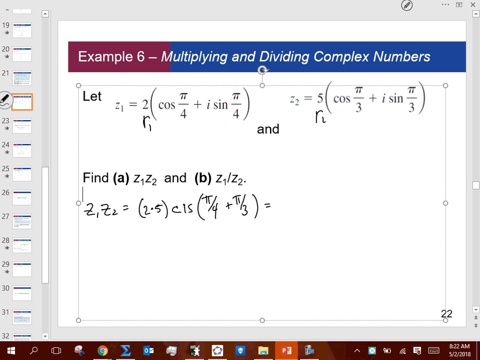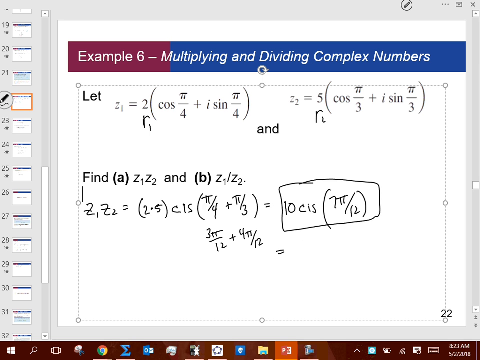Okay, so that turns out to be 10 cis. All right, now pi over 4 plus pi over 3 in the common denominator, right? So it'll be 12, so it'll be 3 pi over 12, and 4 pi over 12, so I get 7 pi over 12. Okay, and that turns into, if I want to rewrite, so that's the final polar form.